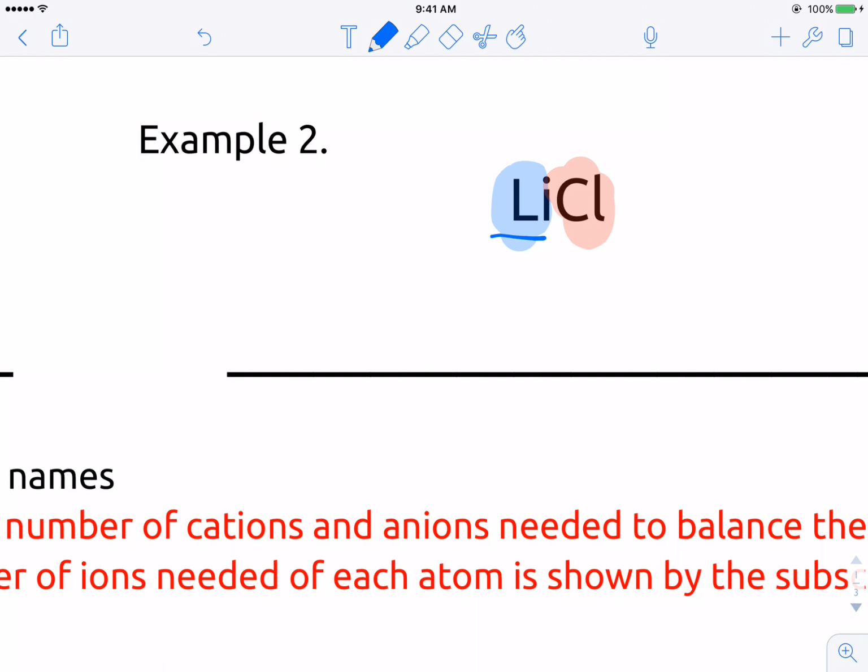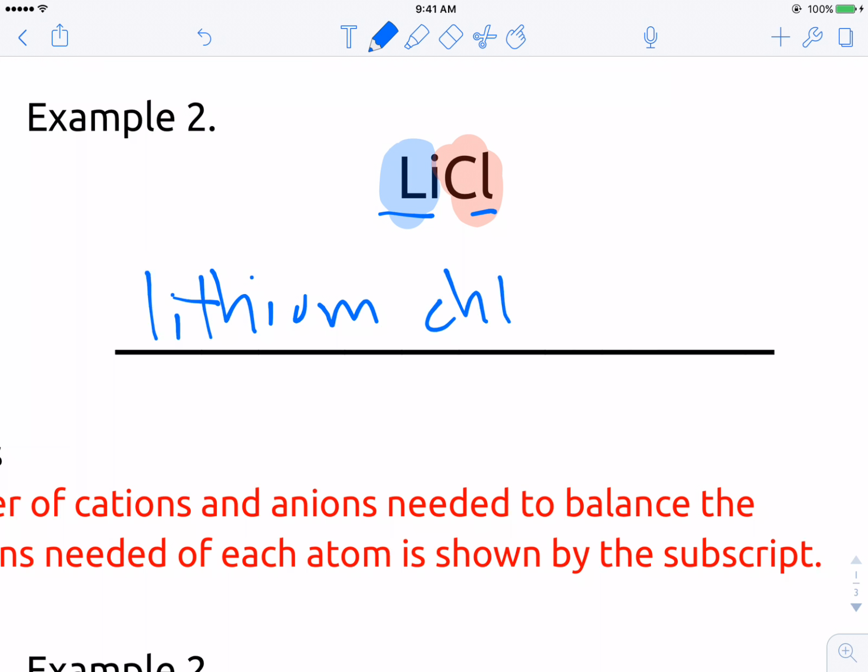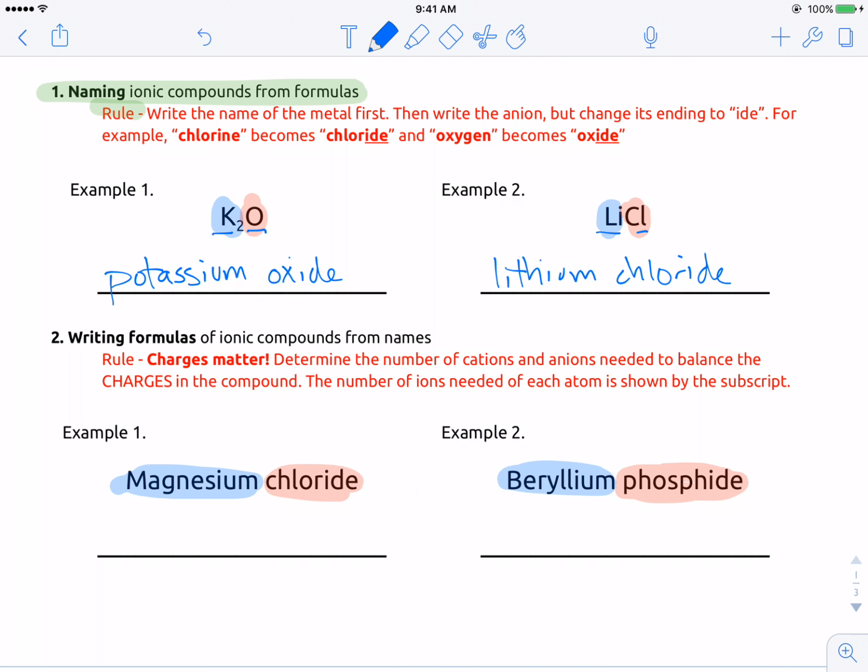In this example, lithium is my metal, chlorine is my anion. So I'm going to write my metal, which is lithium, and chlorine would change to chloride. That's pretty simple ionic naming.